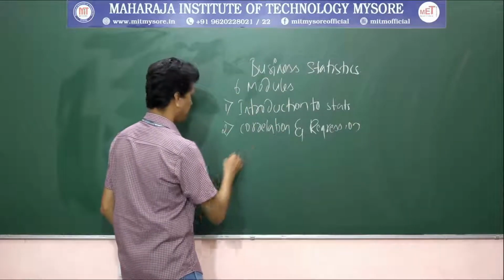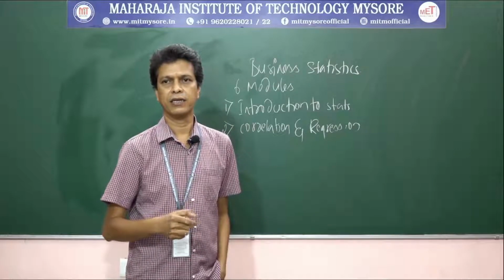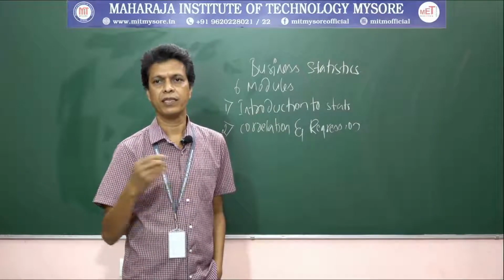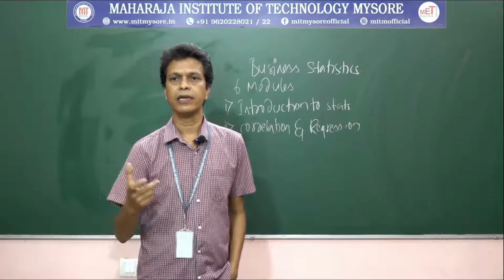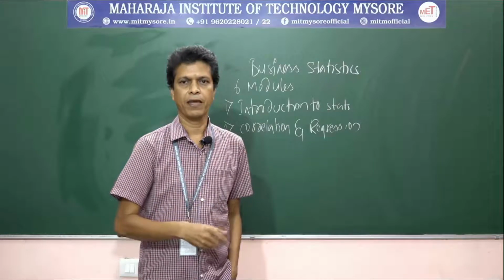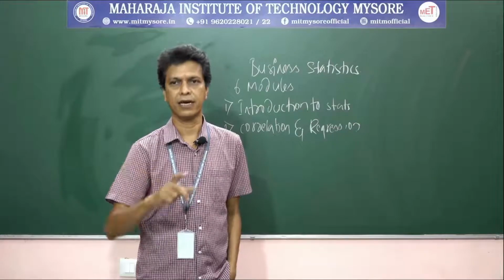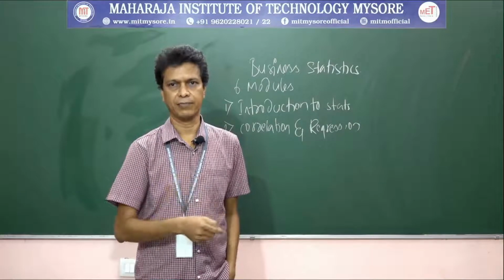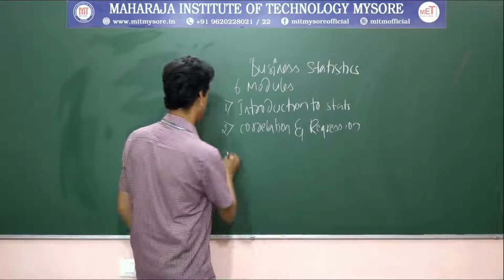So, in this module, we are going to see the association relationship between the variables, and in the regression part, we are going to see how the independent variable influences the dependent variable. For example, the expenditure on the advertisement and the sales, how both are related. That thing we are discussing in this second module.